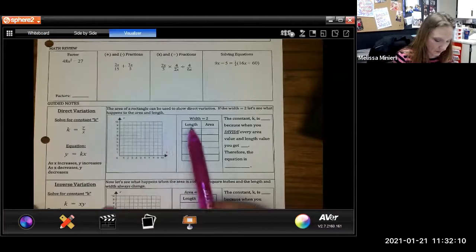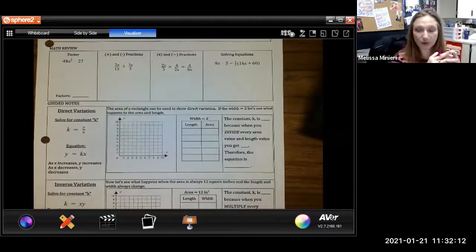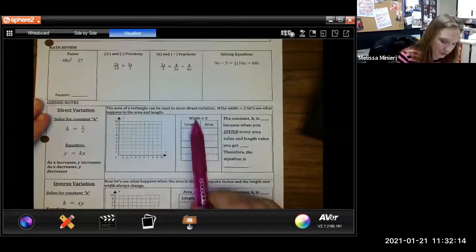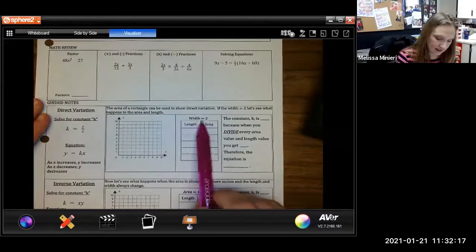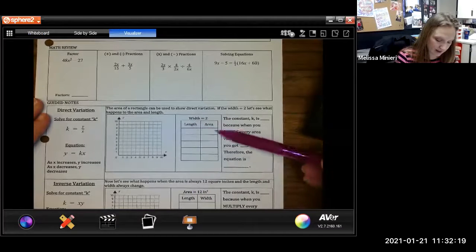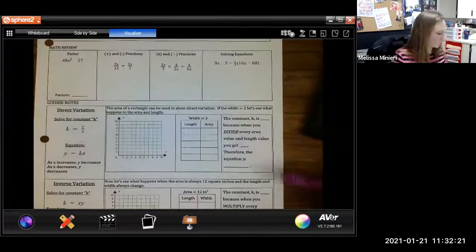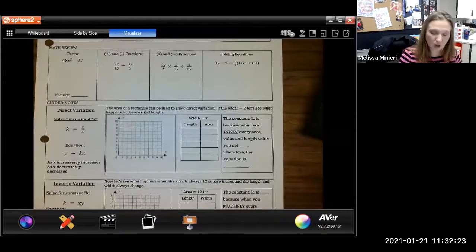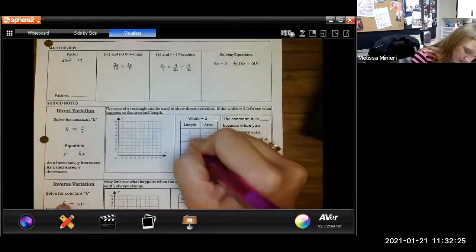So let's say that we have a scenario where we have a rectangle, and I'm telling you that the width has to stay constant at 2. Let's choose some lengths and then calculate the areas that would go with it. So I'm just going to choose some small lengths like 1, 2, 3, 4, 5.